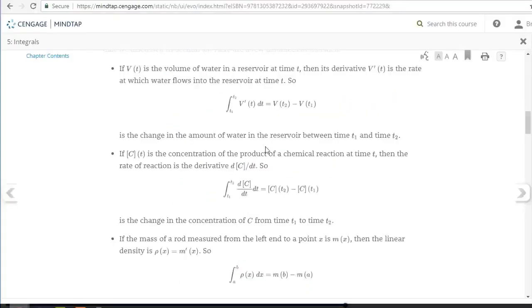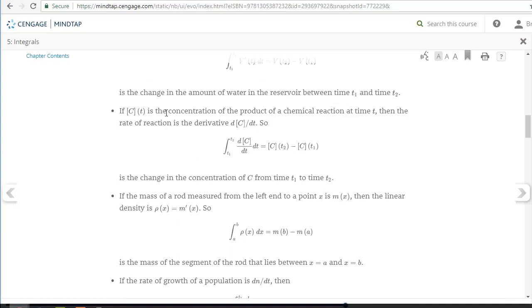So if I bring up Stewart's calculus book, other applications of the idea of rate of change are presented here as a bigger picture. There are multiple applications of integrals, and in the net change theorem we can see what some of those are. The first example he looks at says if V of t is the volume of water in a reservoir at time t, then its derivative V prime is the rate of change of volume per unit time. So if I integrate the rate of change of volume, it's going to give me the net change in volume. Taking the antiderivative gives me the volume function.